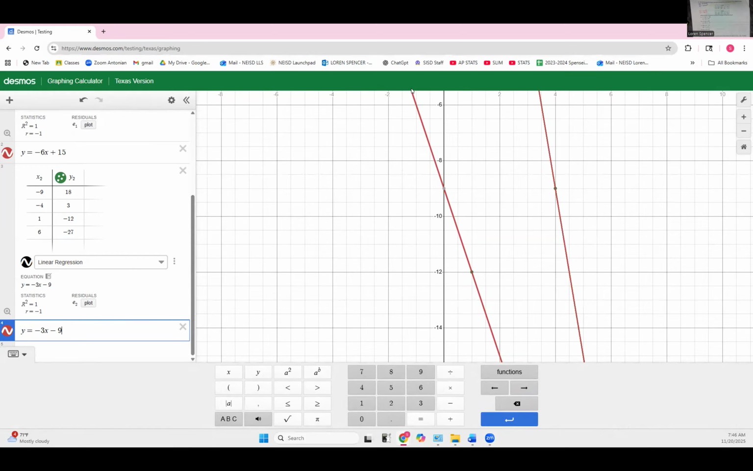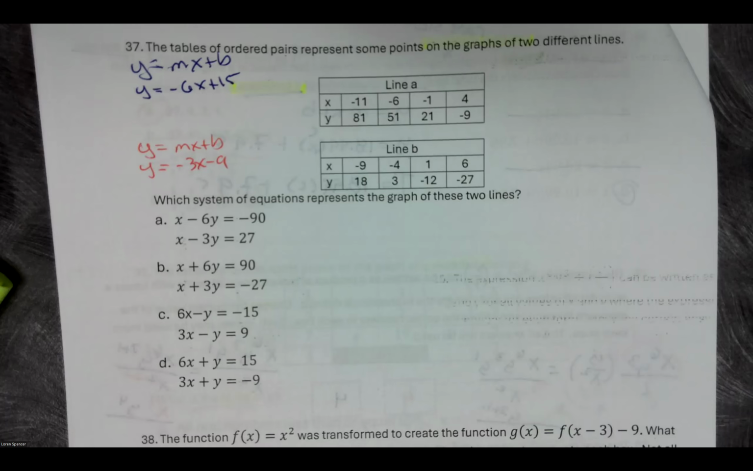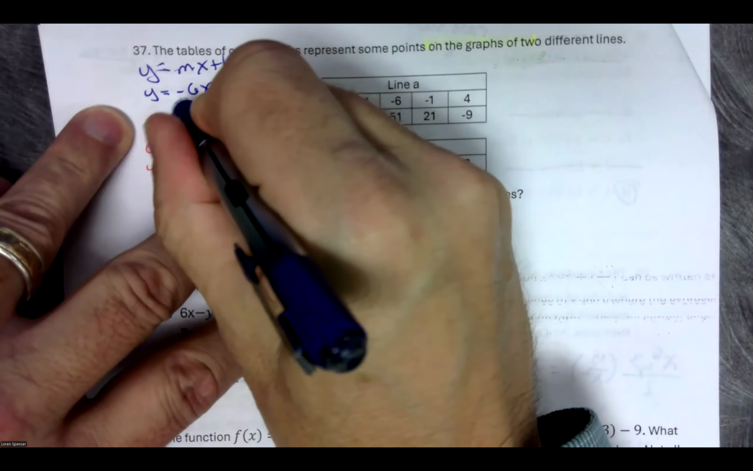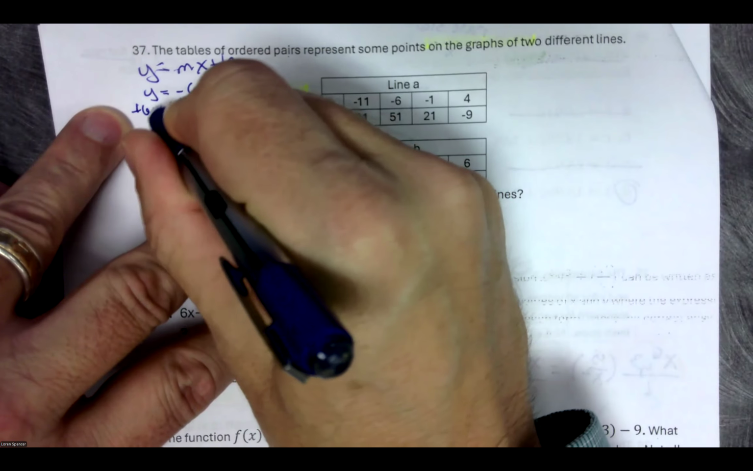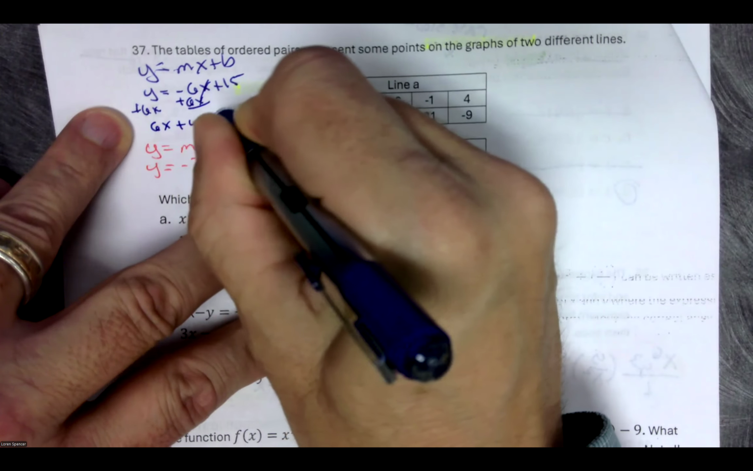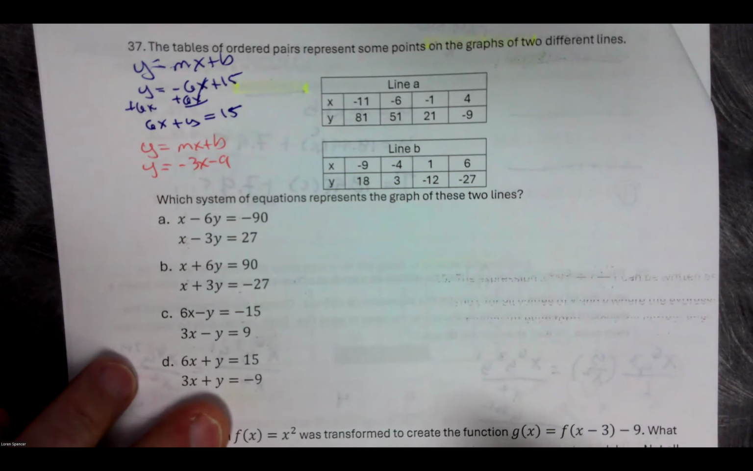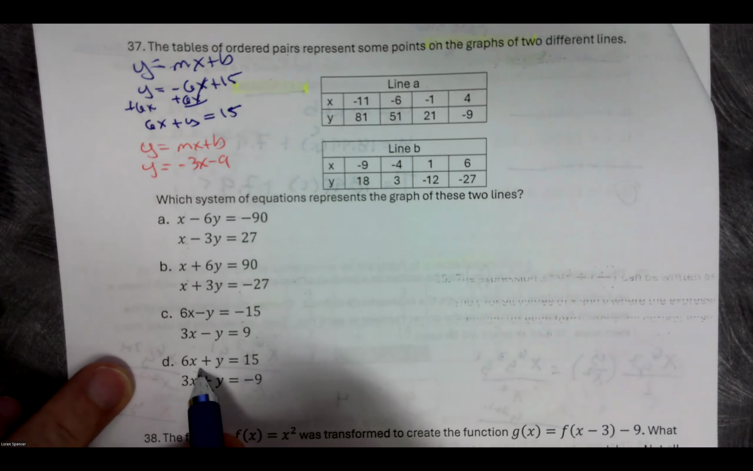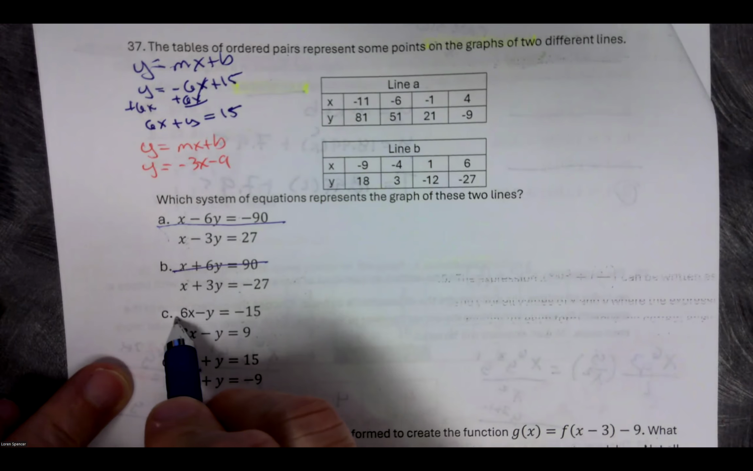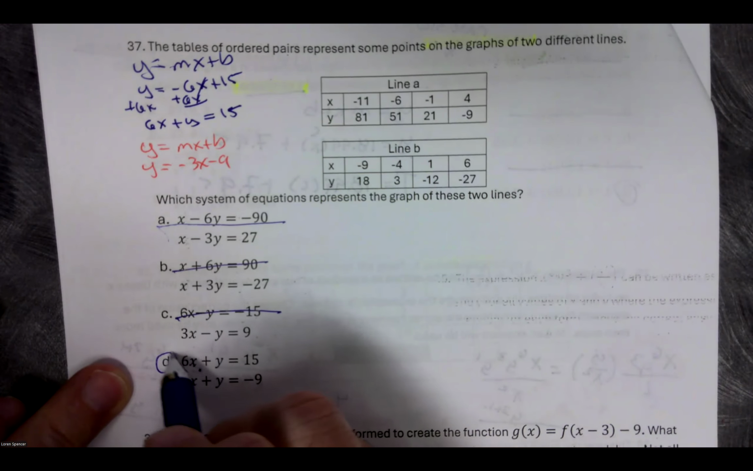I'm going to stop my share and we're going to go back and look at the paper. Unfortunately, these are not in y equals mx plus b format, which means I need to rearrange. Beginning with the first one, I need to move this 6x to the other side by adding 6x to both sides. I do this, and now I have 6x plus y equals 15. So I'm looking for that. Do I have a 6x plus y equals 15? This one, no. Close, but no. This one, yes. So our answer is D.